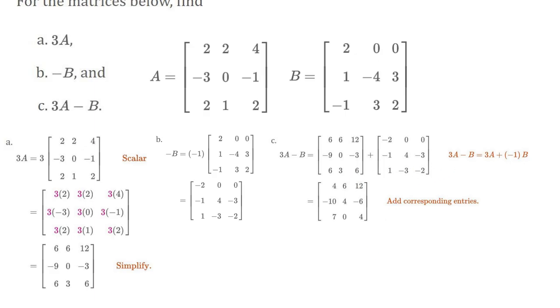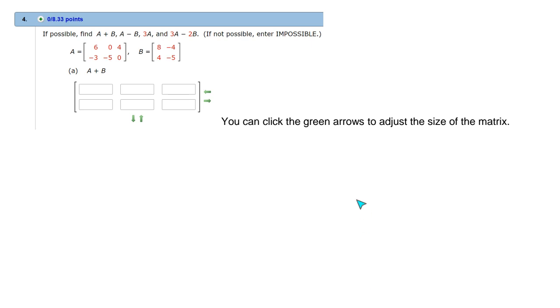Okay, so now when you're doing your homework in WebAssign, sometimes you need to be able to make your matrix either smaller or bigger. And so you're going to see these green arrows. If you click on them, you can add rows, or you can click to add columns. So make sure that you look for those green arrows so that you can adjust it as needed. So it says, if possible, find A plus B, A minus B, 3A, and 3A minus 2B.